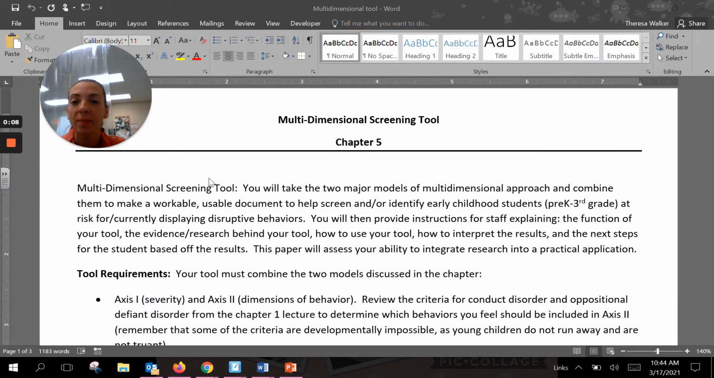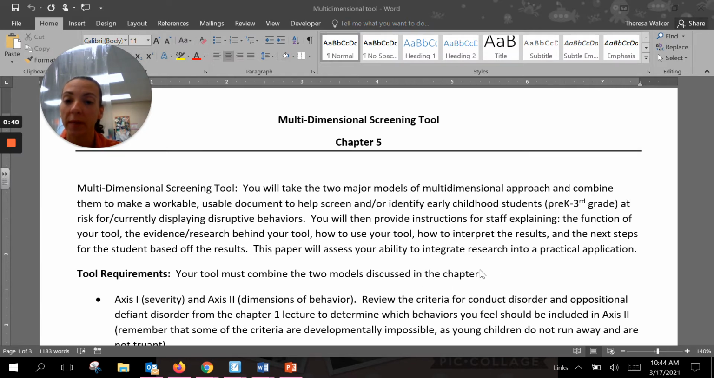So you're going to make a multidimensional screening tool. You're going to take the two major models of multidimensional approach and combine them to make a workable, usable document to help screen and or identify early childhood students, pre-K to third grade, at risk for or currently displaying disruptive behaviors. You're going to provide instructions for staff explaining the function of your tool, the evidence research behind your tool, how to use your tool, how to interpret the results, and the next steps based off of the result. This paper is going to assess your ability to integrate research into a practical application.